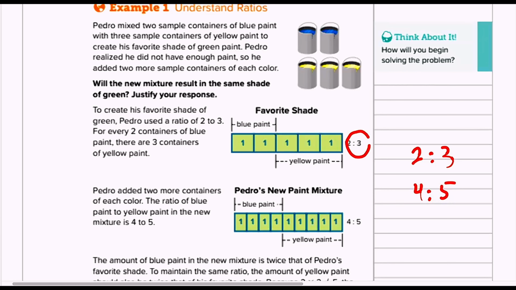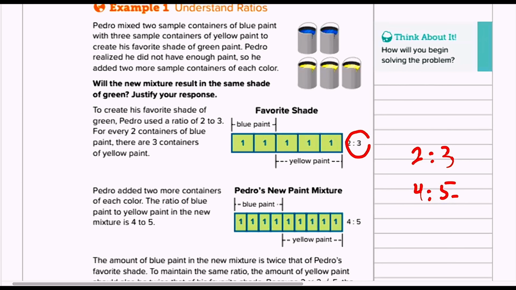You can see here in his opinion that if you are adding the same amount to each quantity, then you have the same ratio. But this is not correct, because the relation here is 2 to 3. For every 2 containers of blue paint, you have 3 containers of yellow paint. How about if the amount of blue containers is now multiplied by 2, doubled? It's now 4.